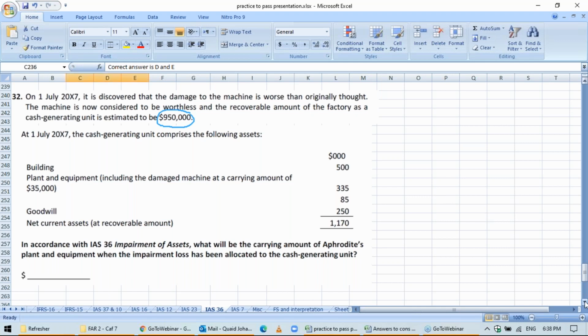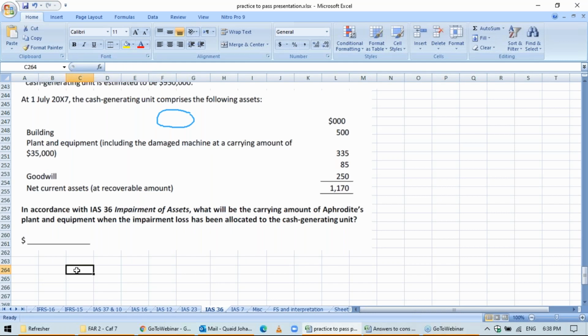So please remember the sequence. How am I doing it? First of all, I will pick the carrying value of the cash generating unit, which is 1170. And what is the recoverable amount?